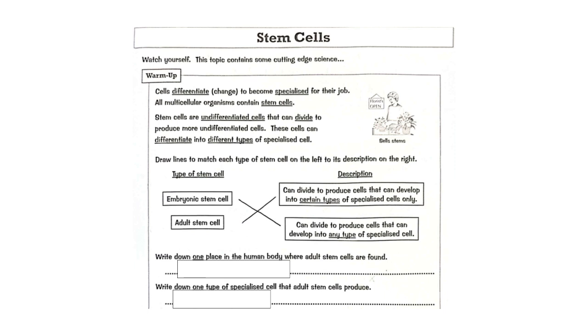Write down one place in the human body where adult stem cells are found. There is a vast selection of possible answers. The bone marrow is the most famous. We can also have some near the liver, at the back of your eye, etc. But the bone marrow is the most famous one. Write down one type of specialized cell that adult stem cells produce. Red blood cell and white blood cell, for example.